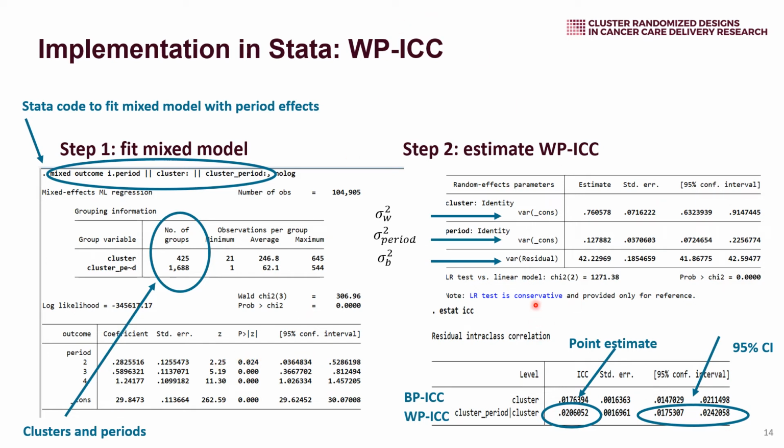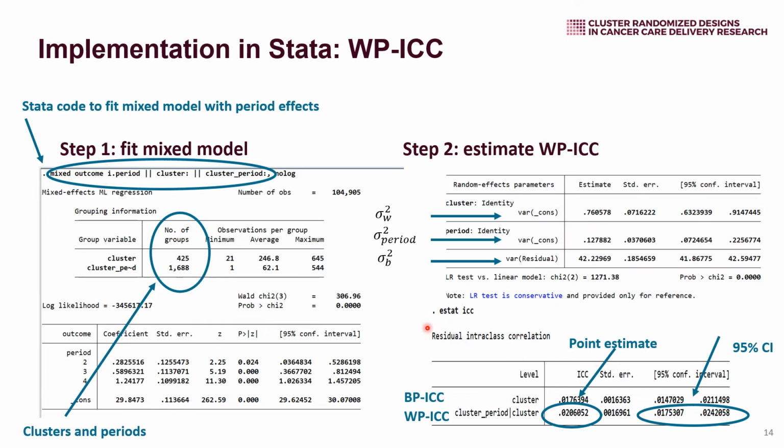And then of more importance to us are the variance components. Stata gives out 3 different variance components. One is a within period variance, one is a between period variance, and the other is a within cluster period variance. So these are our 3 different components of variance.